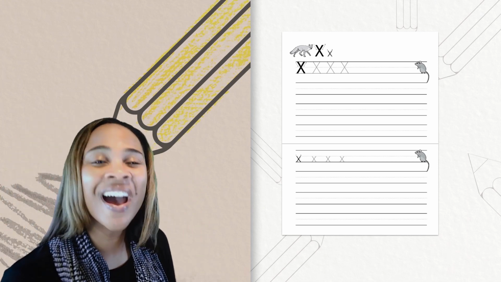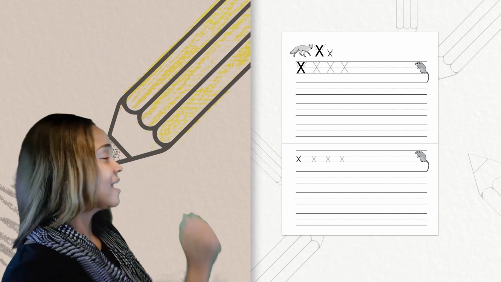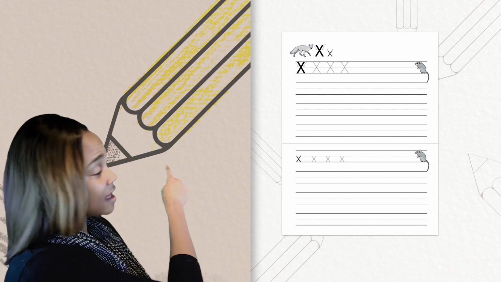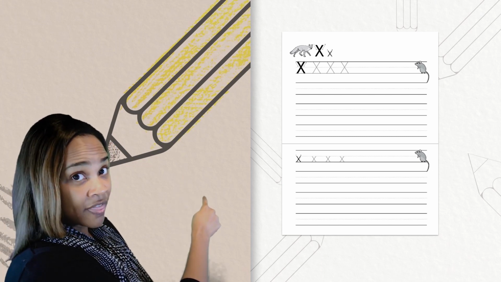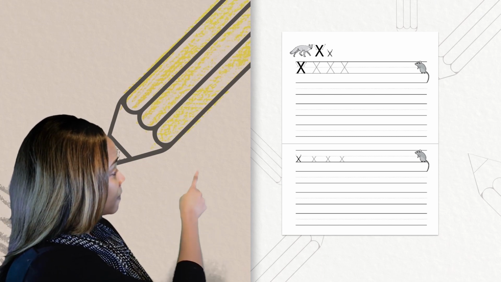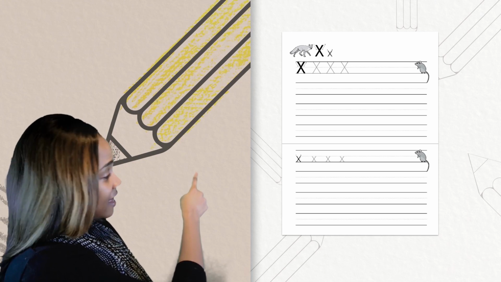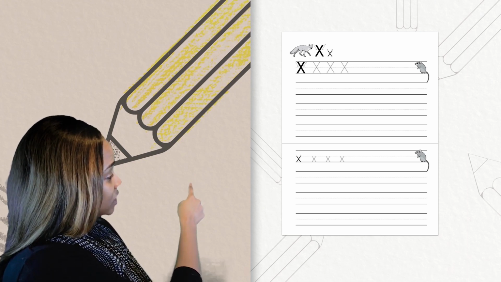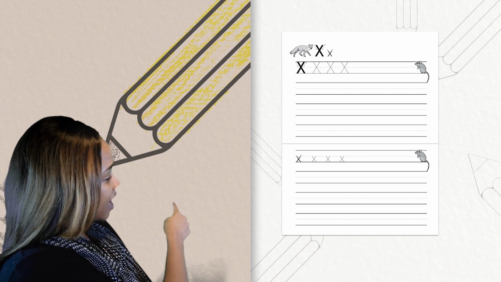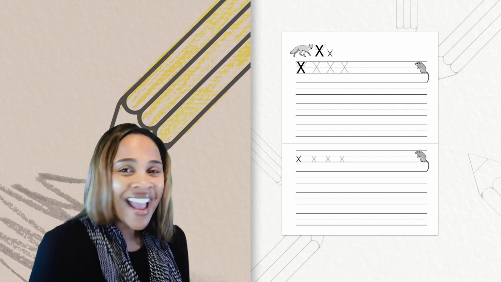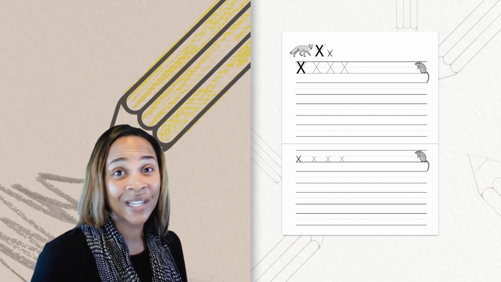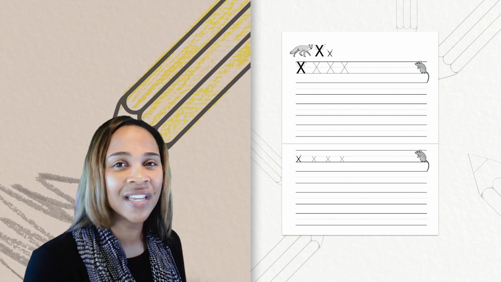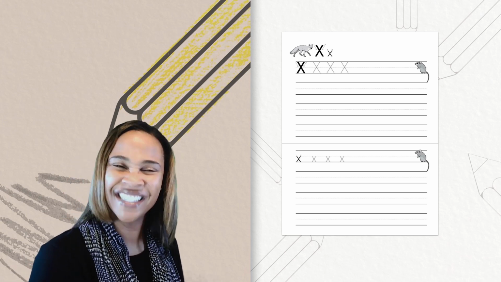Now let's do our lowercase x. Starting at the belly line and slanting down to the right, stopping at the foot line, coming back up, going to the belly line again, and this time slanting to the left, crossing in the middle, and stopping at our foot line. And we've just practiced writing all of our uppercase and lowercase letters for Q, U, and X. Nice job.